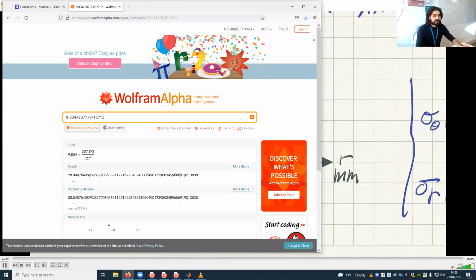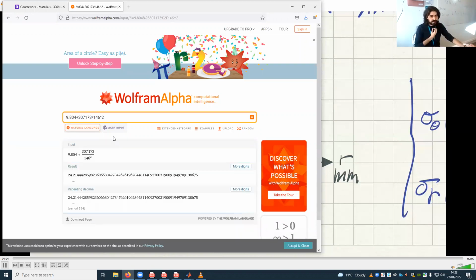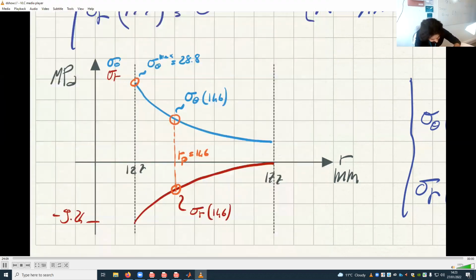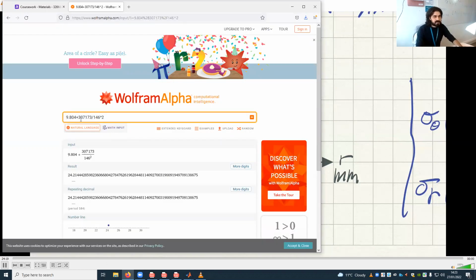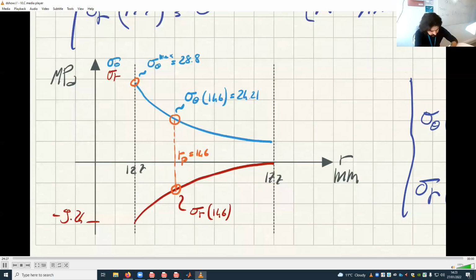Sigma theta at 146, which is the other one we want to find, is 24.21, which of course is smaller. Sigma r is very easily the same thing. I just have to use a minus here. Minus 4.6. As you can see, it's greater than minus 9.24, which we know it must be.